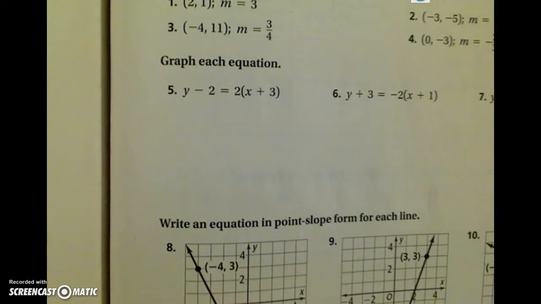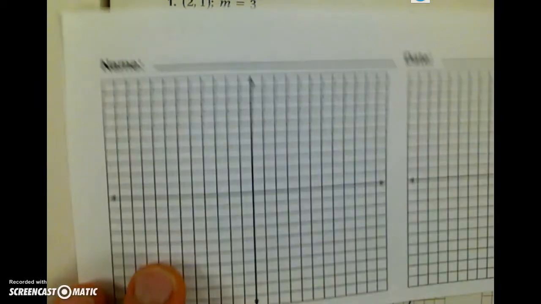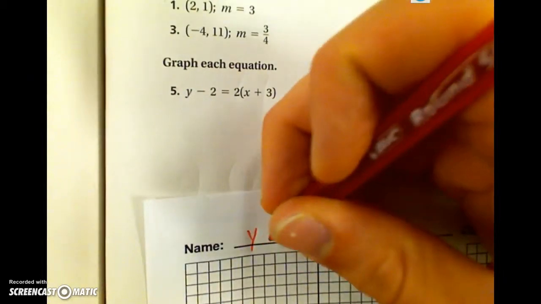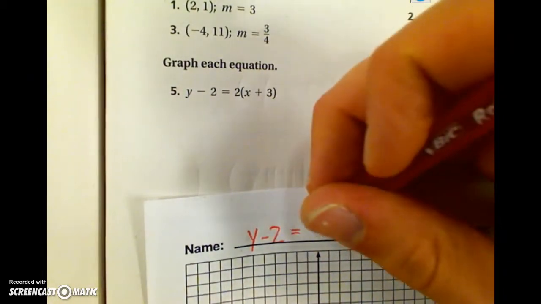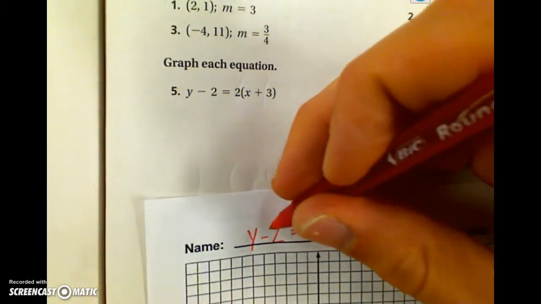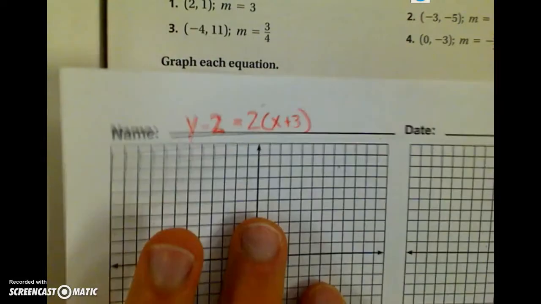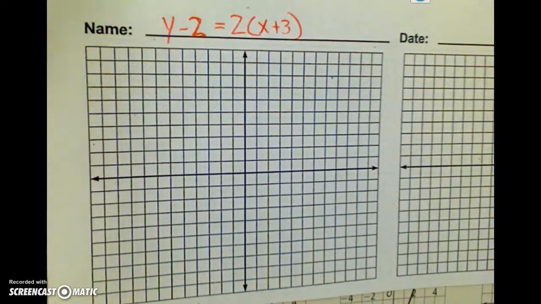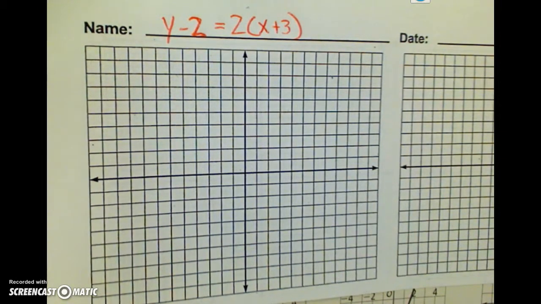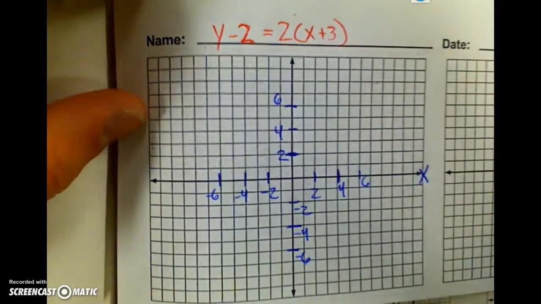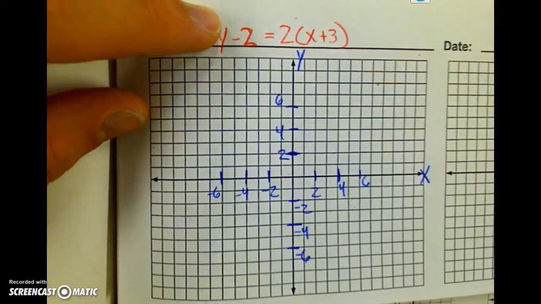Now on number 5, it says to graph each equation, and here's how we're going to go about doing that. I've got some graph paper here, and our equation is y minus 2 is equal to 2 times x plus 3. First, we have our axis scale. I will label my x-axis, my y, and now we're good to go.